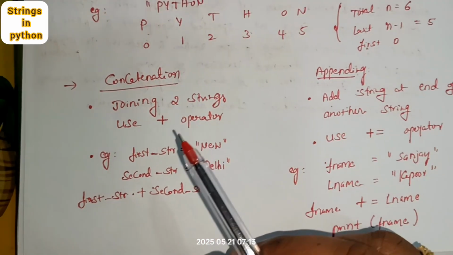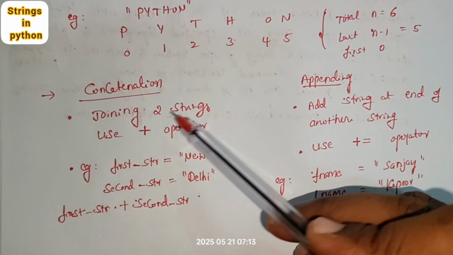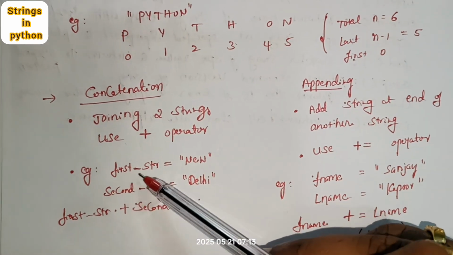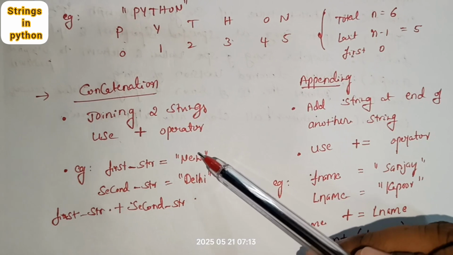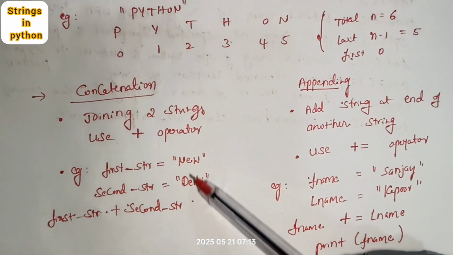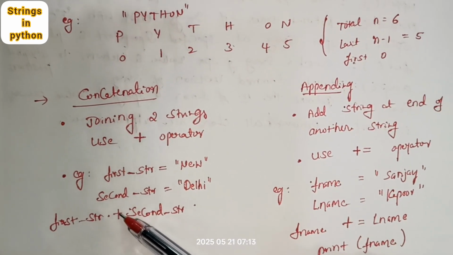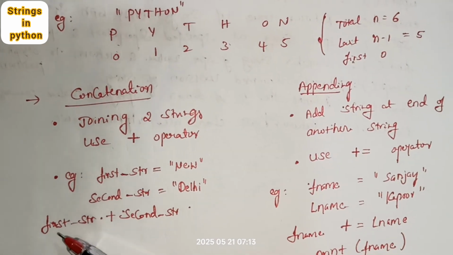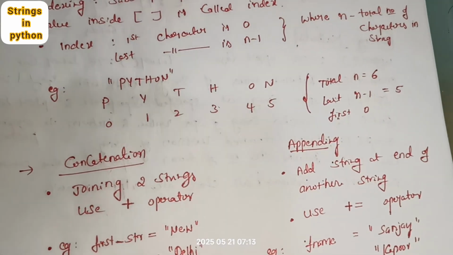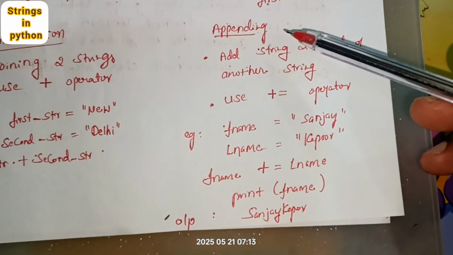Then concatenation and appending we will see. Concatenation means joining two strings. We use the plus operator for concatenation. For example, first_str, that is string, is equal to New in double quotes, and second_str is equal to Delhi. Now we can do the concatenation operation with the help of the plus operator, first string concatenated with second string, joining these two. So it is called the concatenation operation.